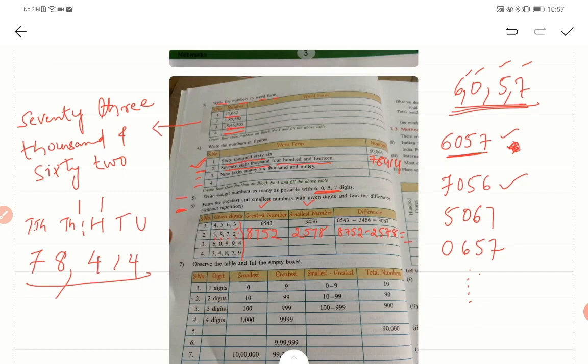Alright, students. Do you want me to do this as well? See, out of say 60894, the biggest number by using these digits I can write is, how can you find out of these digits? 9 is the greatest number. After 9 it is 8. After 8 it is 6. After 6 it is 4. And then 0.